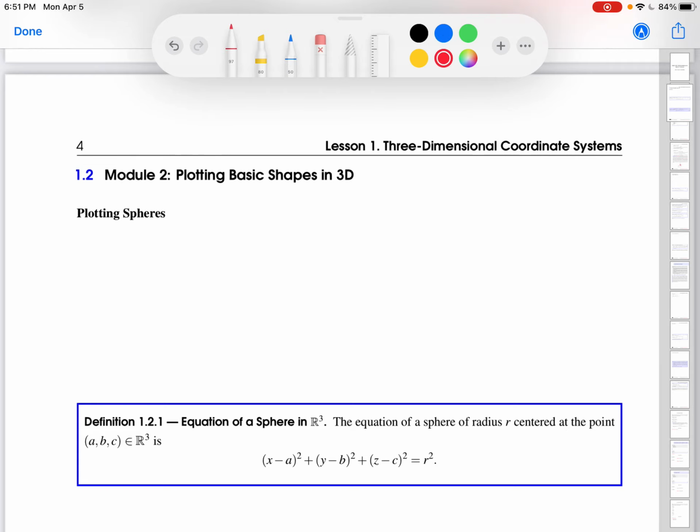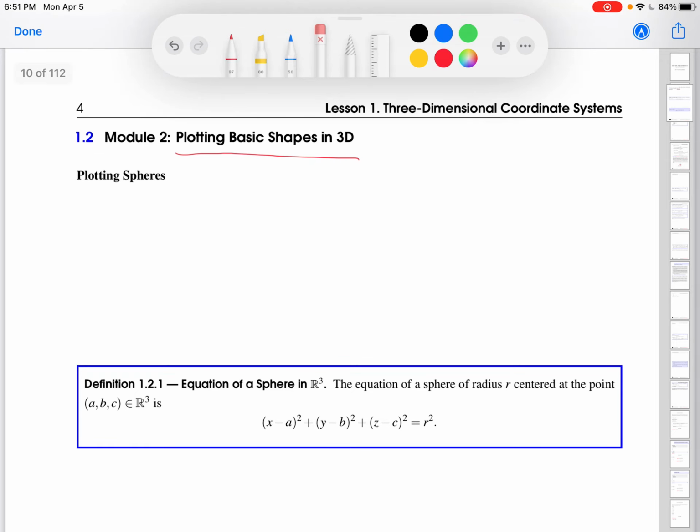So in this module, I want to focus on helping you plot basic shapes in 3D, and we're going to focus specifically on spheres, cylinders, and generalized cylinders. So the first thing I want to talk about is plotting spheres in 3D.